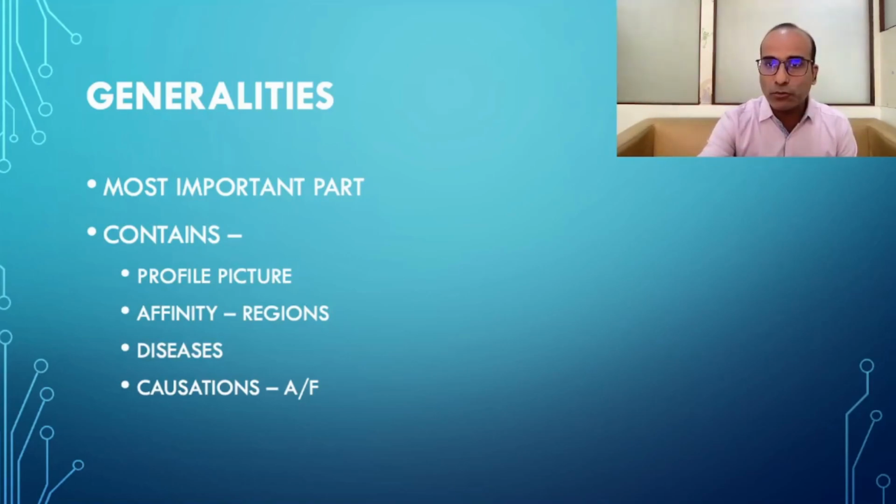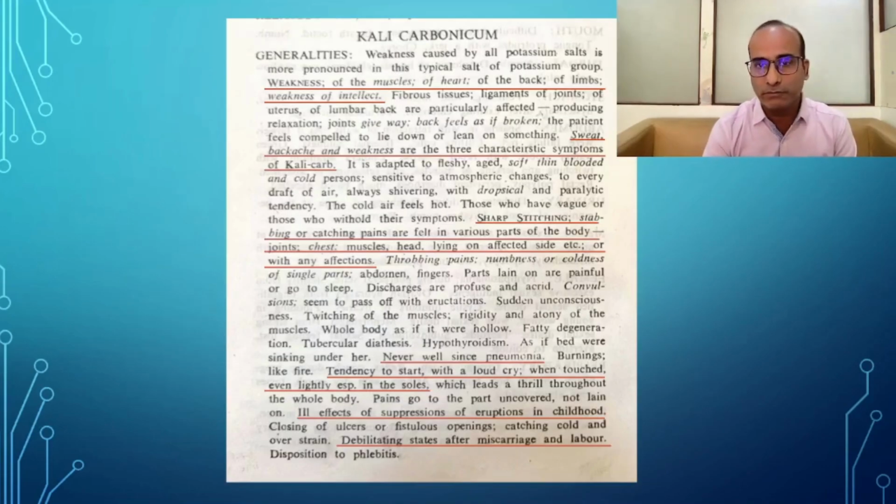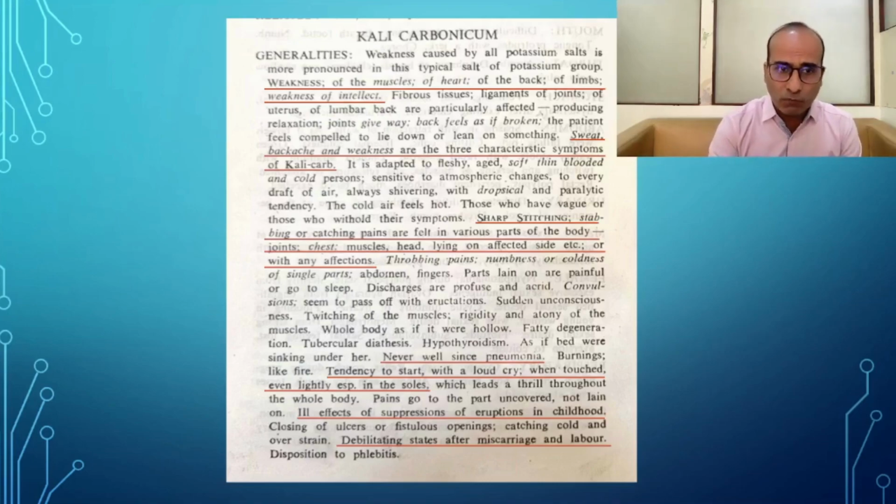Okay, so we'll try to read and learn Kali Carb from Phatak's Materia Medica. If you see the generalities of Kali Carb, listen and read very carefully what he writes. Whatever he writes in italics is very important, please remember. He writes weakness of the muscles, of heart, of the back, of limbs, weakness of intellect. So you can see weakness is running through and through Kali Carb.